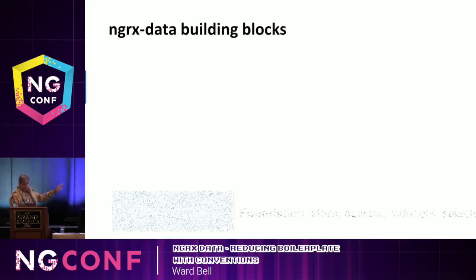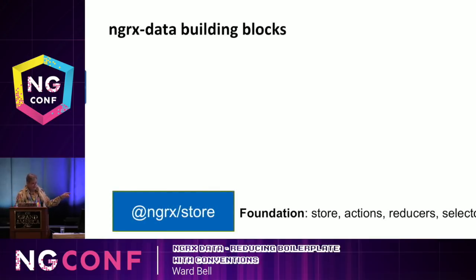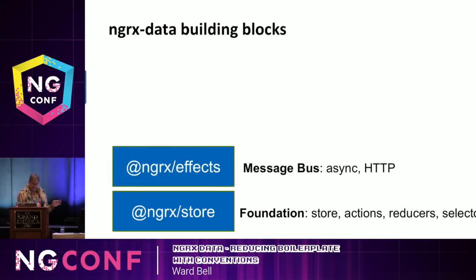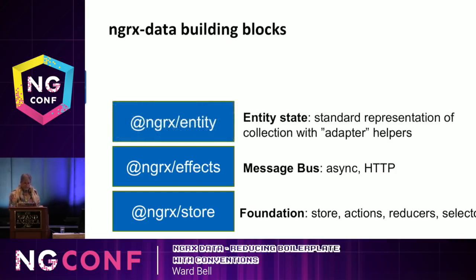So just to make the point, NgRx data is built on NgRx store. That's the foundation. You get your stores, your actions, reducers, your selectors, they're all there. It uses effects to handle the HTTP stuff and to sort of act as a message bus. So when you say you want to go get something or save things or update, it's using the effects to hear that action, produce a call, comes back, takes the data, turns that into actions, they flow through the store. It's all there. We're using effects.